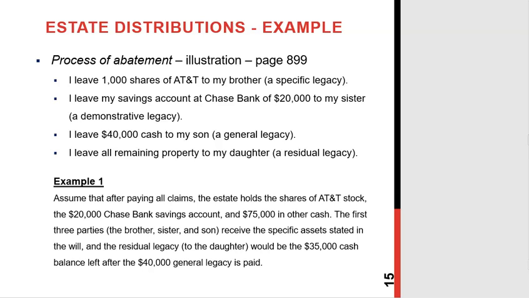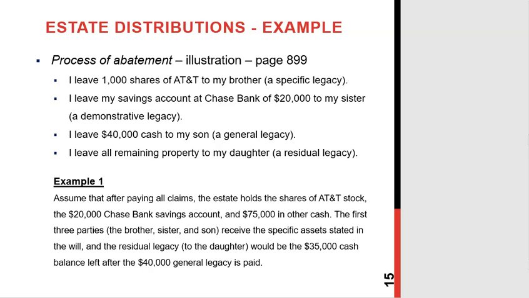So we learned about different types of legacies: specific legacy, demonstrative legacy, general legacy, and residual legacy. However, there might be some situations where there are not enough assets in the estate to satisfy all these legacies. And if anything like this happens, then the situation is referred to as the process of abatement.